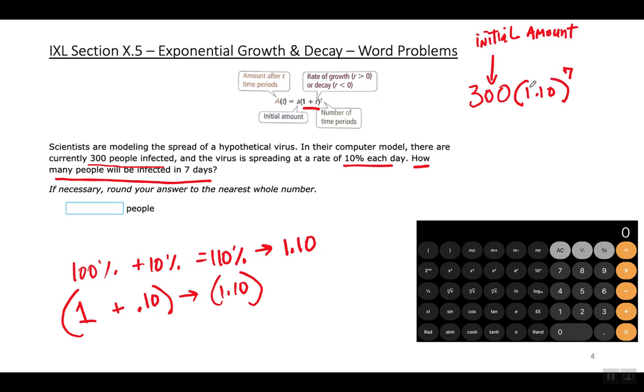All right. So I'm going to follow the order of operations. The order of operations is first you do what's inside parentheses, but there's nothing to do here. So let's go to the second step. The second step is exponents. So first I got to do 1.10 to the 7th power, and whatever that gives me, I multiply it times 300.